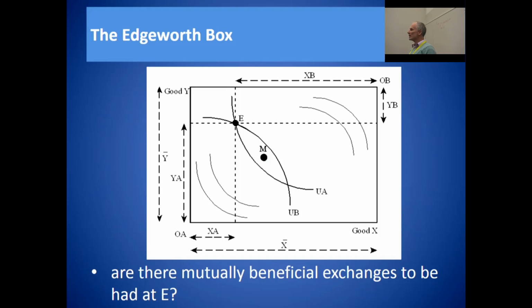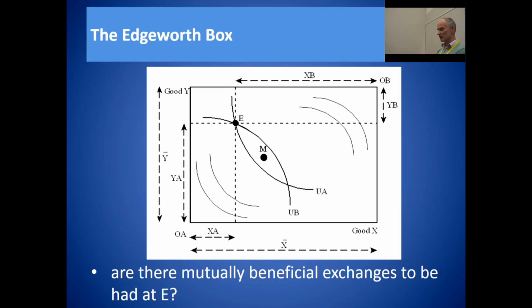Well, the way in which we answer that question, the next part of the diagram, is by drawing the indifference curves, person A and person B, that pass through the initial endowment point. So, for example, the indifference curve for person A that represents his preferences, his tastes between good X and good Y, that passes through the initial endowment point, would be that indifference curve UA. The indifference curve for person B that passes through the initial endowment point is that indifference curve UB.